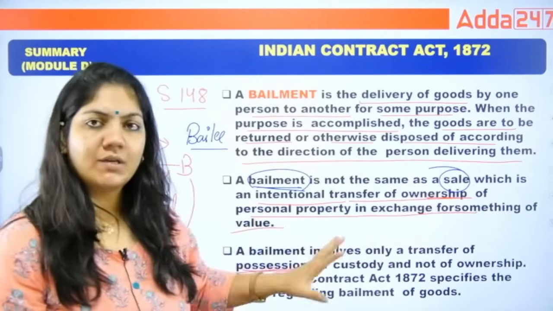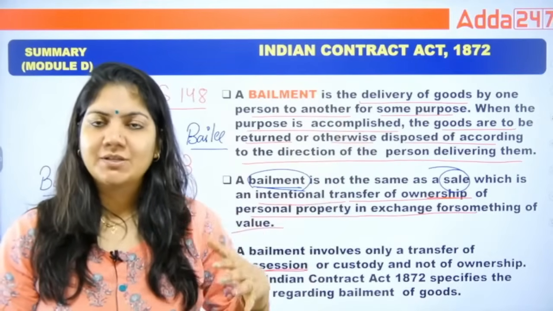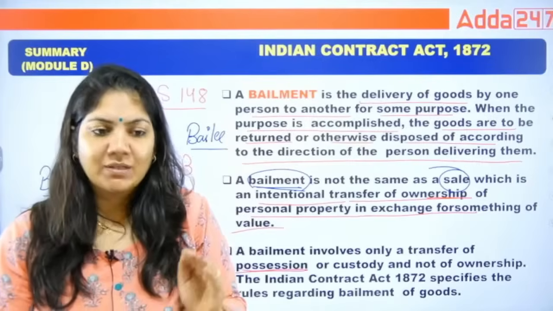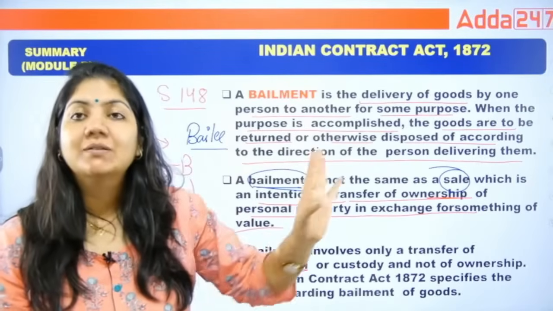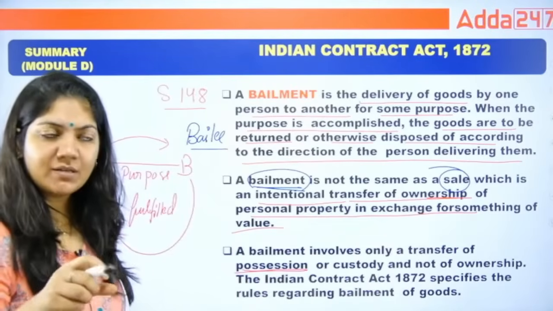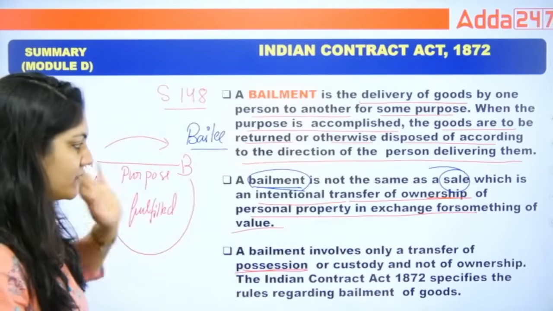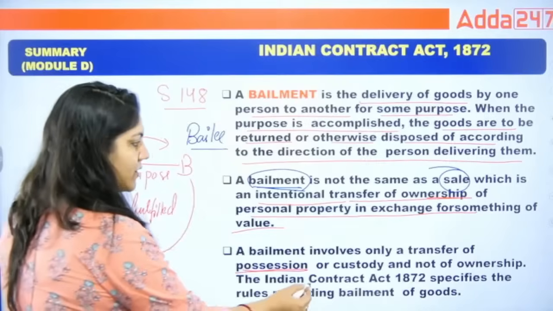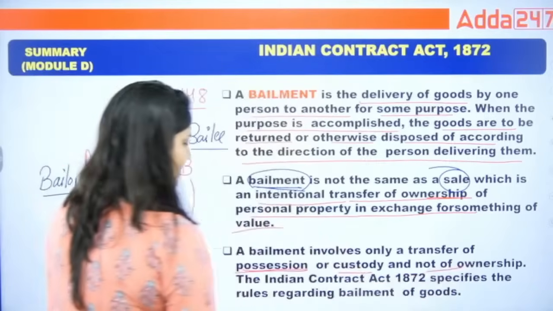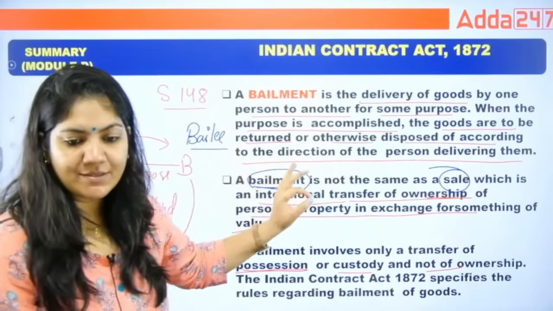Ownership is the absolute right, and possession is only the custody. So in the bailment we are actually giving only the custody, because possession is basically temporary custody in the hand of another person. So this is called bailment. Bailment involves the transfer of possession or custody, not the ownership. This is given in section 172. So guys, this is the crux of the bailment, and I think this is clear to all of you.